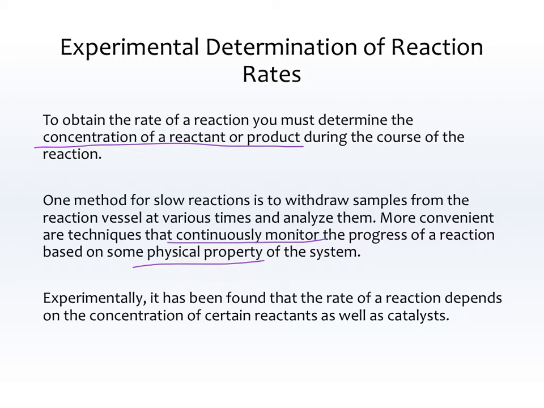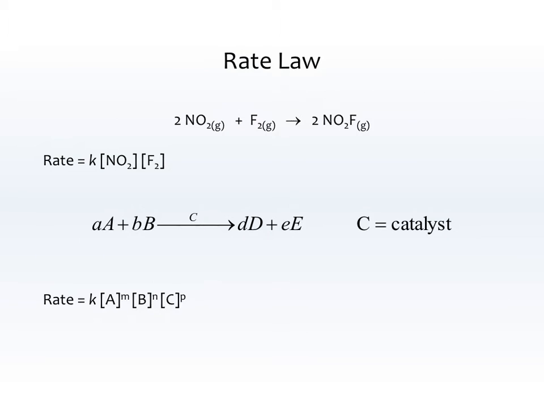Experimentally, it's been found that the rate of a reaction depends on the concentration of certain reactants as well as catalysts. Let's look at the reaction of nitrogen dioxide with fluorine to give nitryl fluoride. The rate of this reaction has been observed to be proportional to the concentration of nitrogen dioxide. And when the concentration of nitrogen dioxide is doubled, the reaction rate doubles. So the whole reaction goes twice as fast when NO2 is doubled.